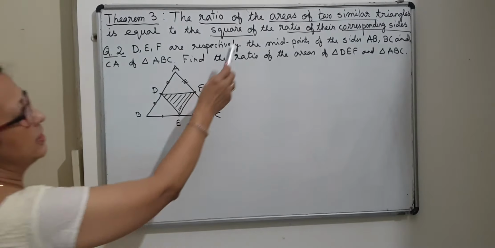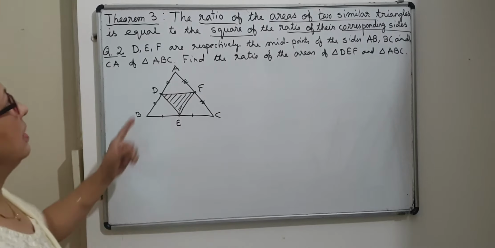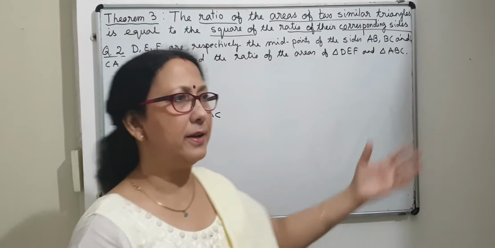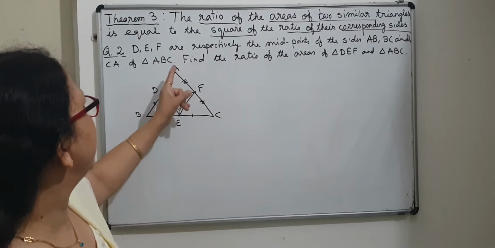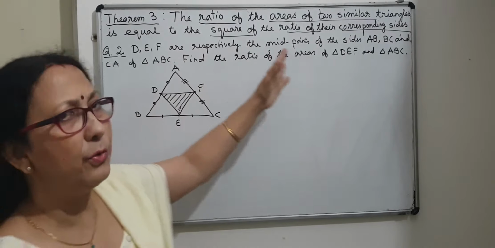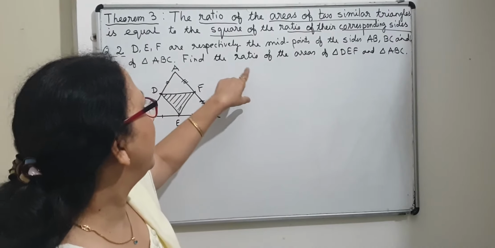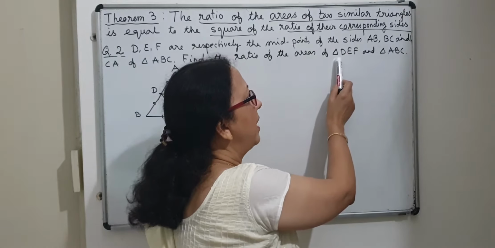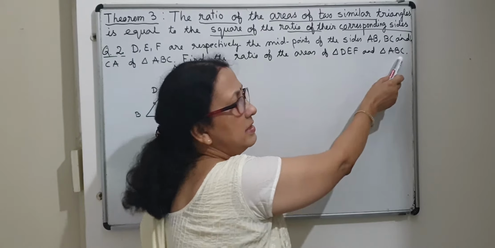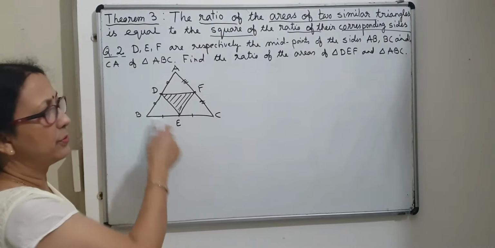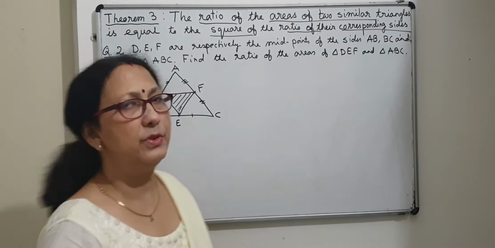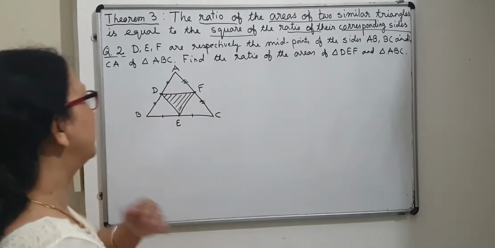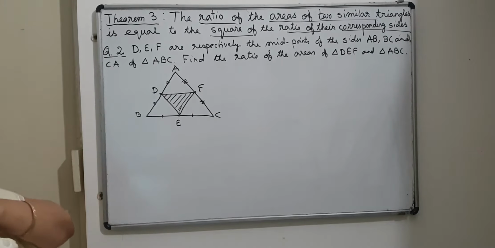That is, the ratio of the areas of two similar triangles is equal to the square of the ratio of their corresponding sides. So first of all, this theorem is applicable only when the triangles are similar. So now we have to find the ratio of the areas of these two triangles. That means somehow I have to first prove that this small triangle and that one are similar. Then only can we very easily find the ratio. So the first thing is to show that the triangles are similar.